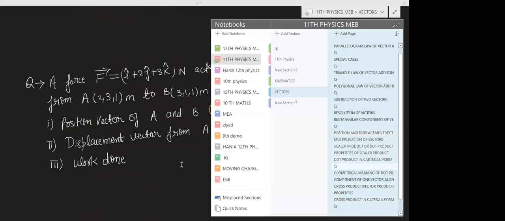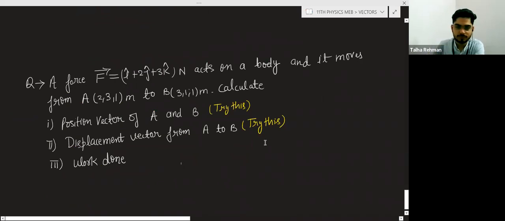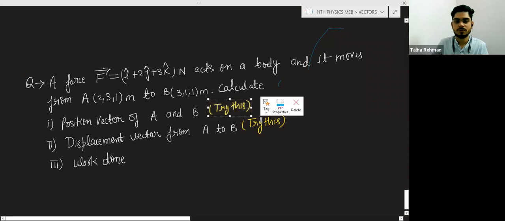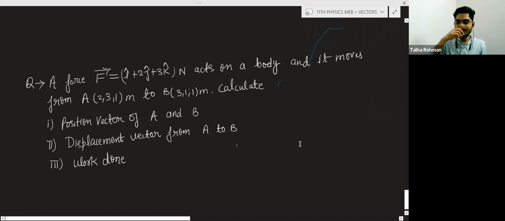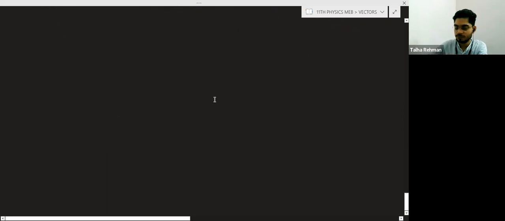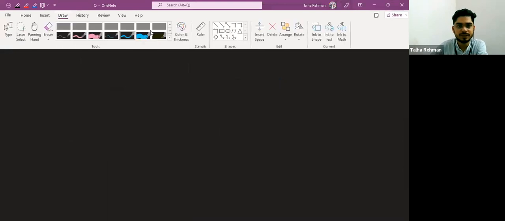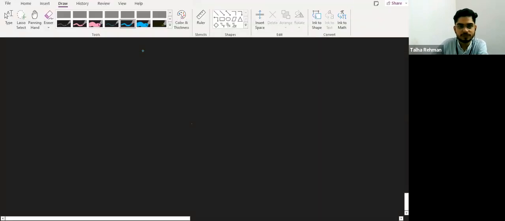Okay. So now we will solve this question. This is a very simple question. Here a force is given, and this is the Cartesian form of writing vectors. Force i cap plus 2j cap plus 3k cap Newton is given. It acts on a body and it moves from, and there is one doubt now for you. You told me last that day. So that doubt I am telling now.